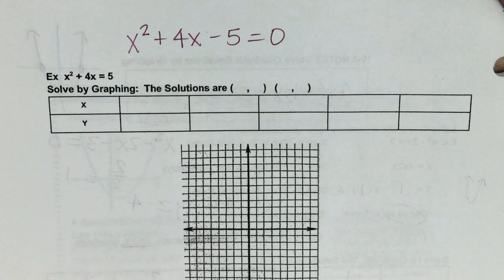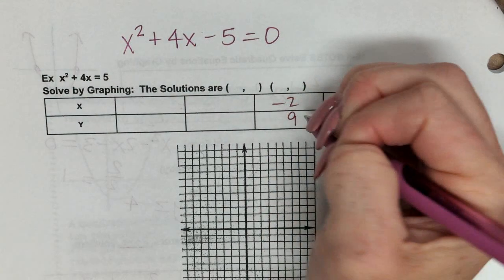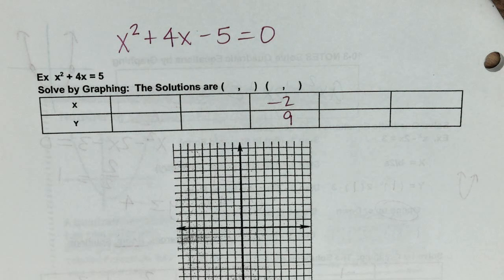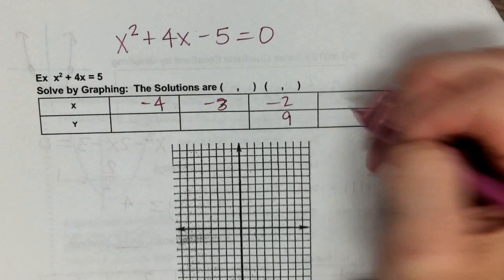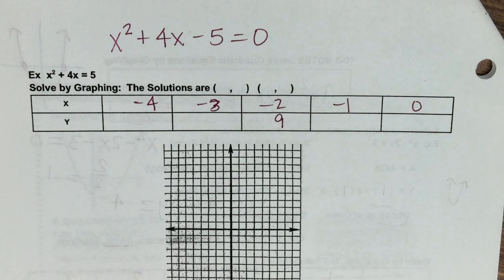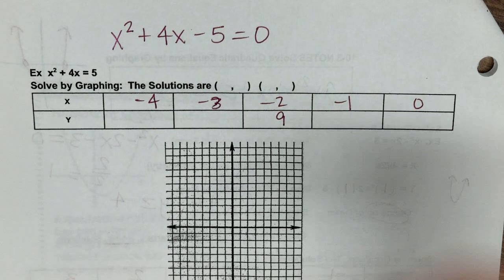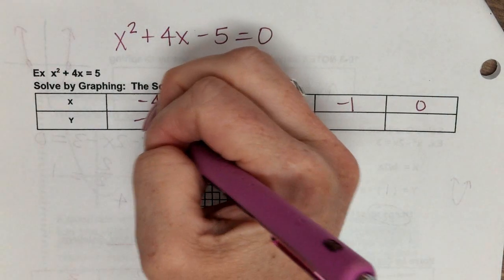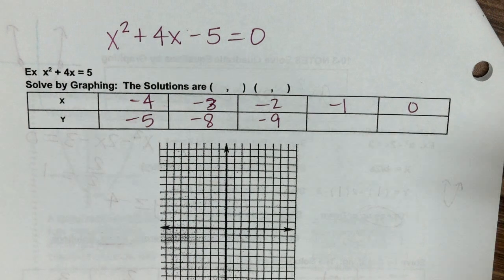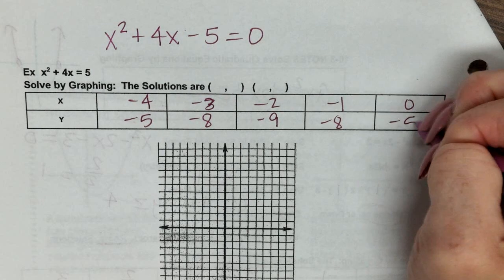So -2, -9 is going to go in the middle of my table. And if I couldn't see that, I would find it by solving with the axis of symmetry formula. Make sense? All right, so -2, -9 are going to go here. And then I'll fill this in with -3, -4, -1, and 0. -2, -9, thank you. And then I'll graph.